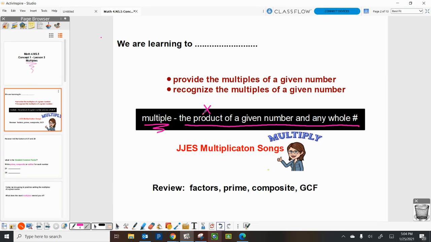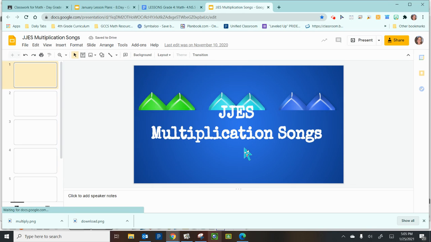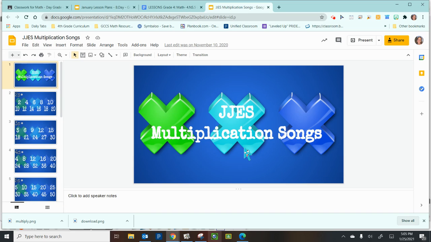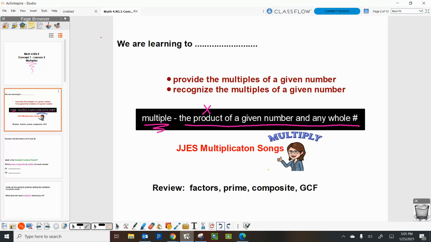Okay. Now, lots of us are still really struggling with our multiplication songs. If you click that link that says JJES multiplication songs, this slideshow goes through them all. Now, in class, we will sing them and play them together. At home, I just want you to go through it. And folks, skipping that step is not going to help you at all. So take the time to go through it.